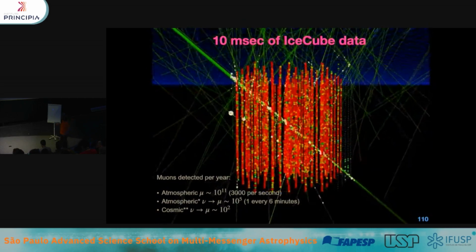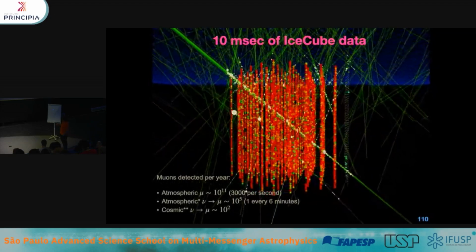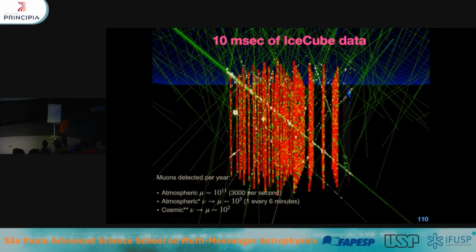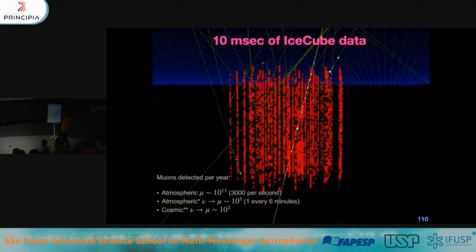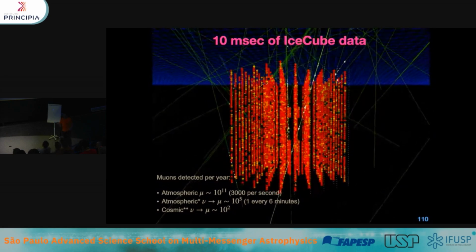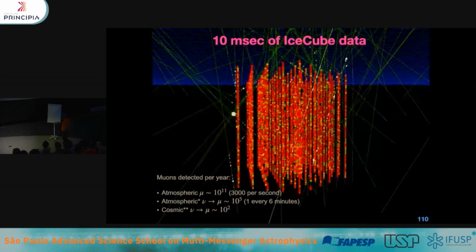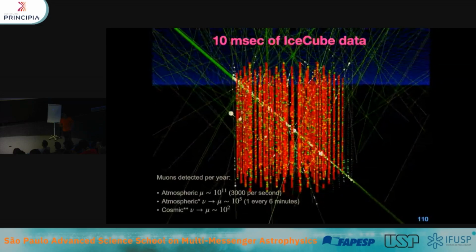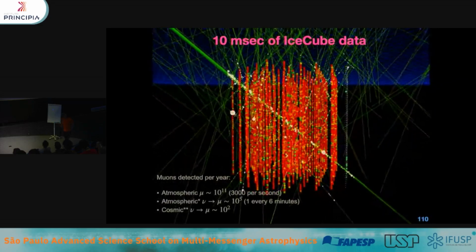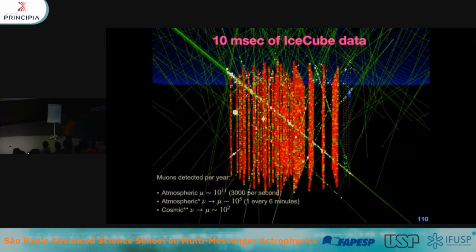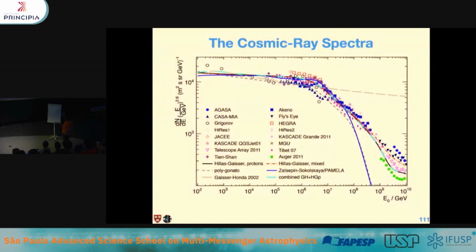About 1 every 6 minutes is going to be an atmospheric neutrino. So that's about 100,000 muons per year produced from neutrinos in the atmosphere. And then approximately 100 per year are actually going to be the ones that we care about. That means we have to do a background rejection of about 10^9, nine orders of magnitude. So how are we going to do that?